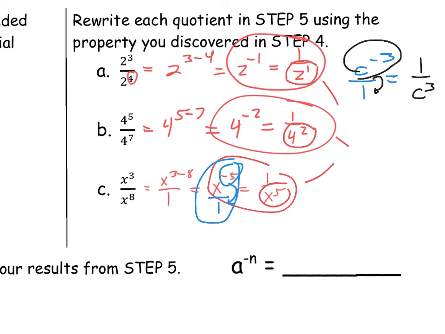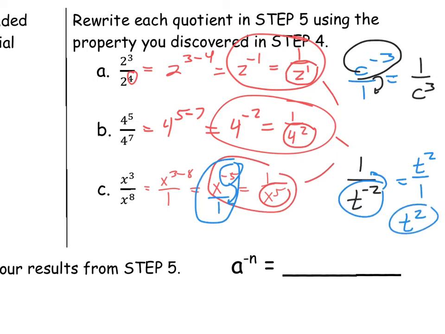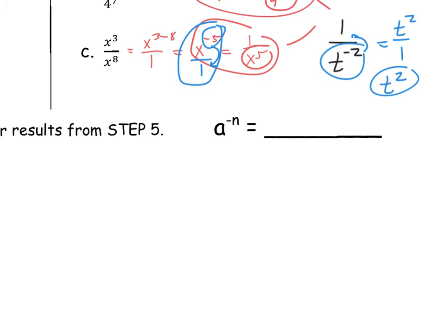Vice versa, if I had 1 over t to the negative second, that's in the denominator already, so I would need to flip it up to the numerator to make that a positive 2, or just t squared. Okay? So what's the rule of thumb here? Well, if I have a to the negative n, put that over 1, we're going to flip that down. a to the negative n is the same thing as 1 over a to the positive n. You just got to flip it around the fraction bar and then change your exponent to a positive exponent.